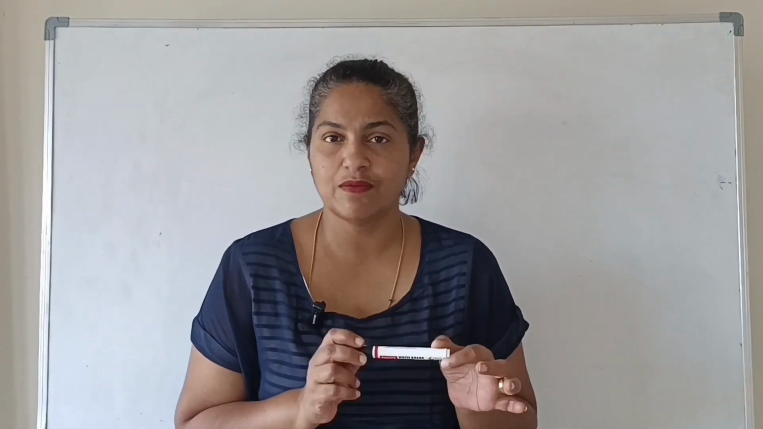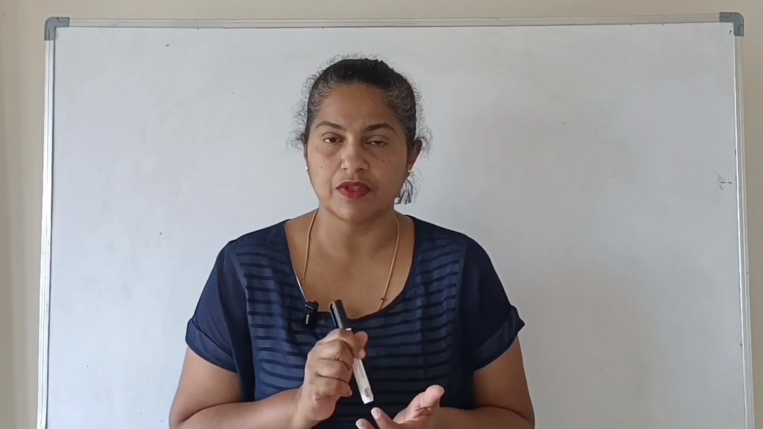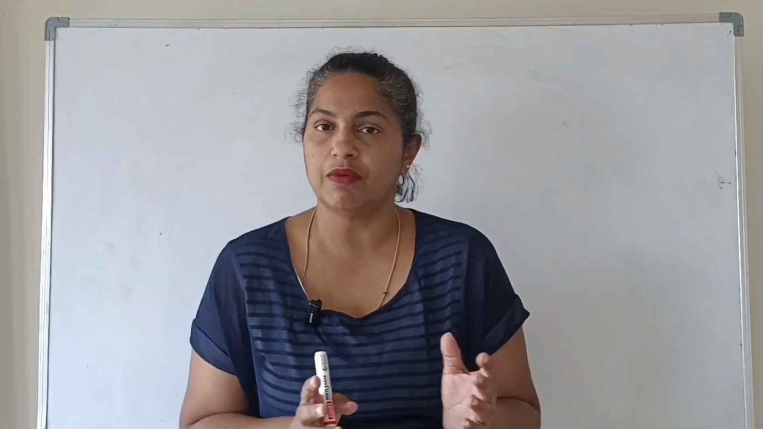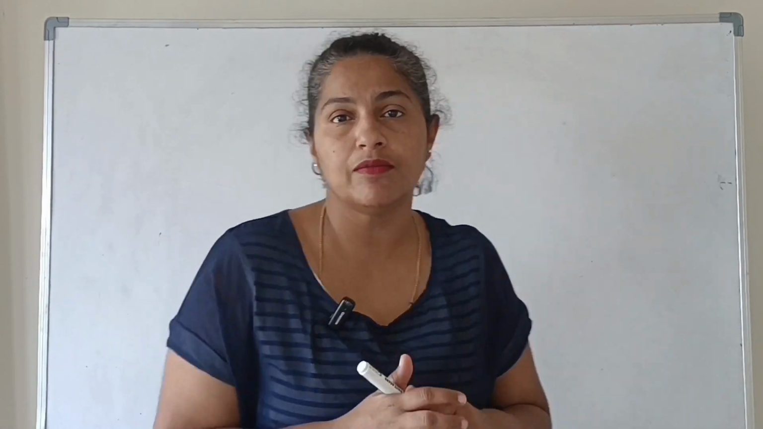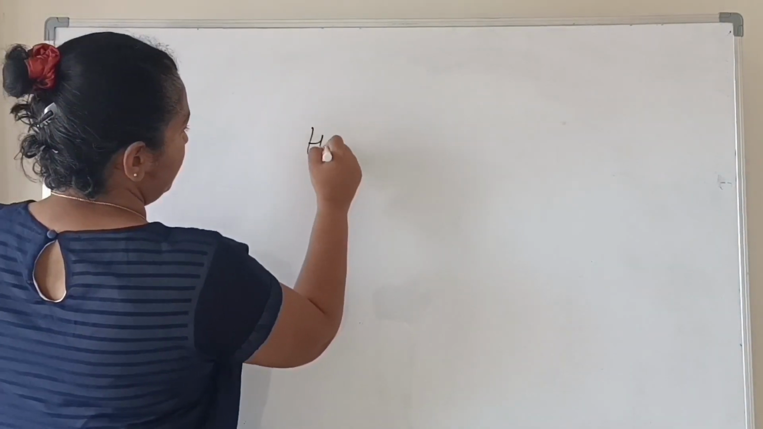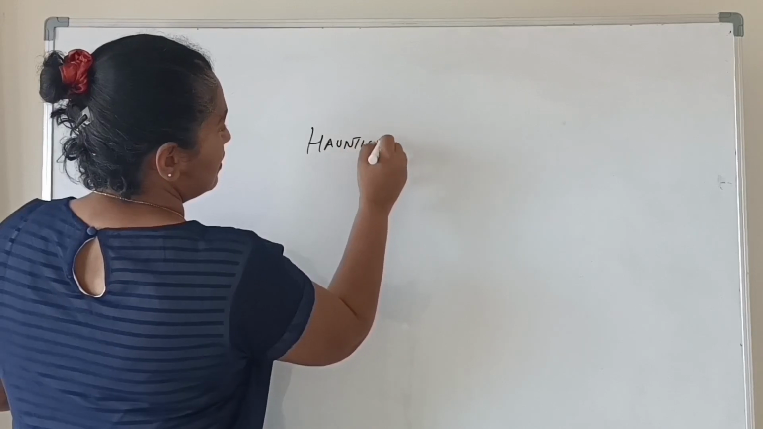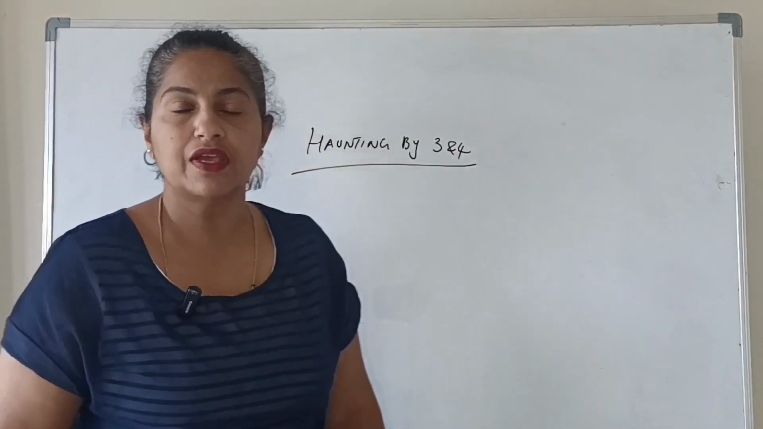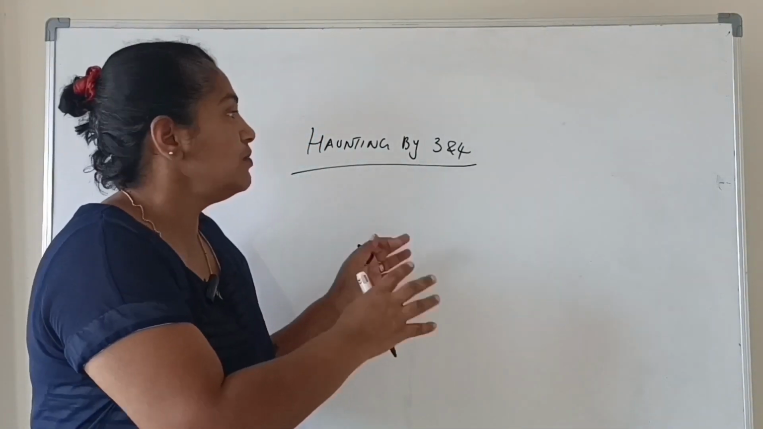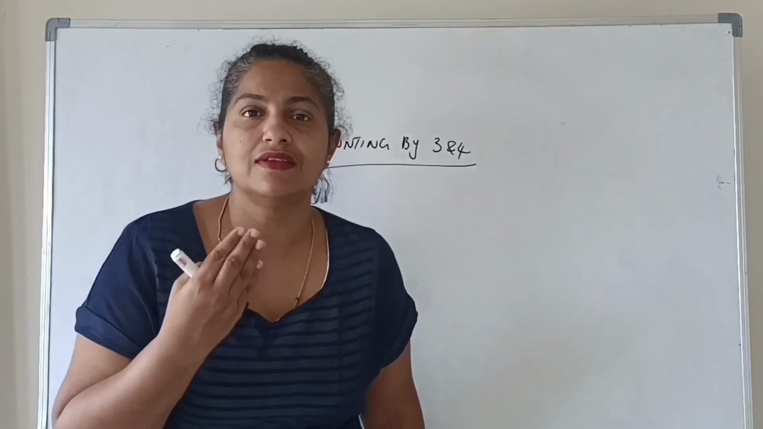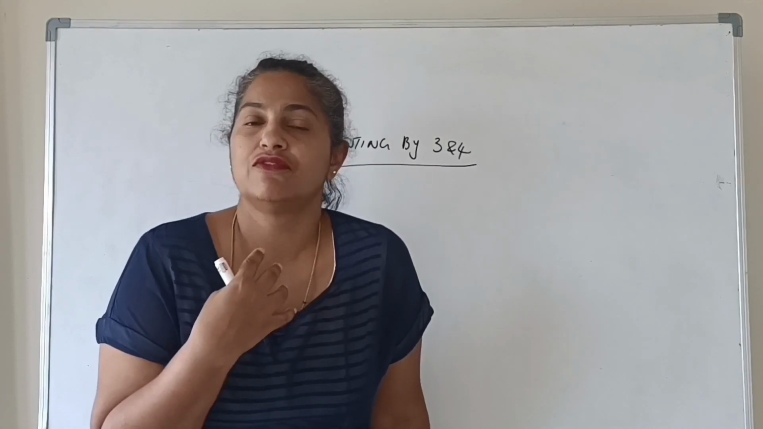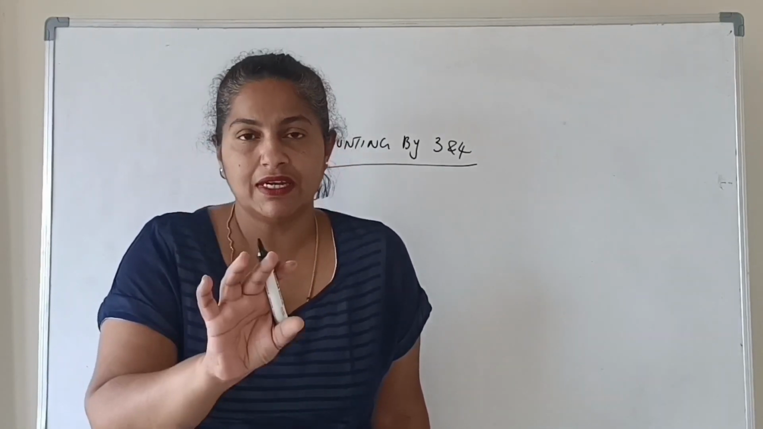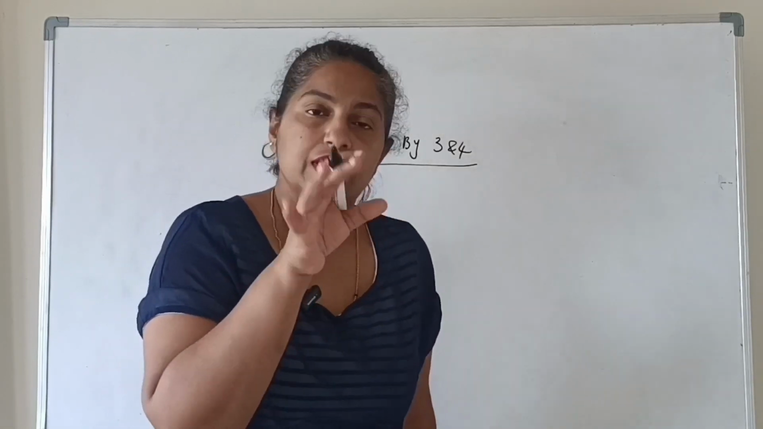Now we have the sixth property of square numbers. For ease of remembering, I call this property the haunting by 3 and 4. Now there is no particular term like haunting by 3 and 4, but it is easier for me to remember as well as for my students to remember. I use that particular term, so when I say that, they immediately remember this property.